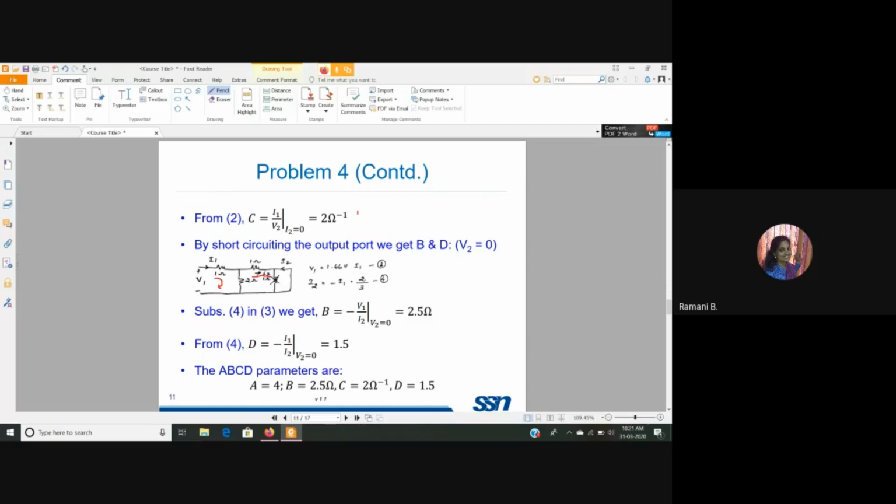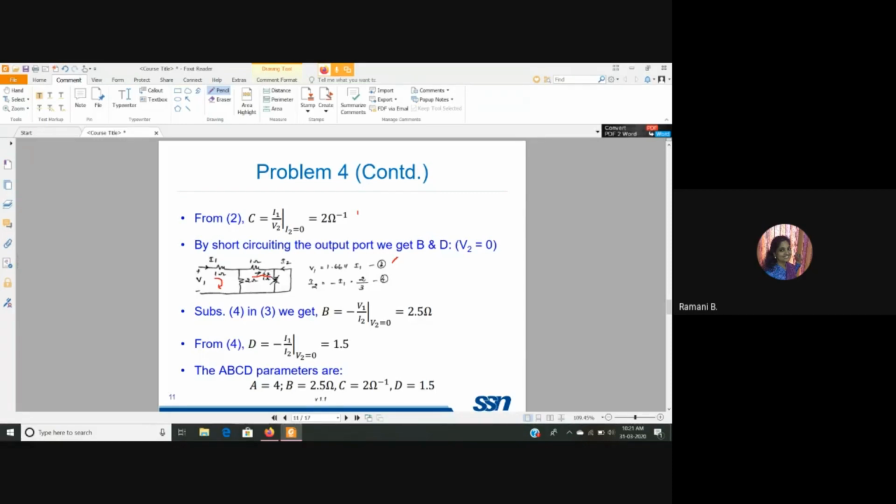With respect to this, this 1 ohm will be in series with the parallel combination of 2 and 1 ohm. That is, this 1 ohm and 2 ohm are in parallel, and that is in series with this 1 ohm. So with respect to this, you will get this equation: V1 is equal to 1 by 1.667, that is 5 by 3 I1.